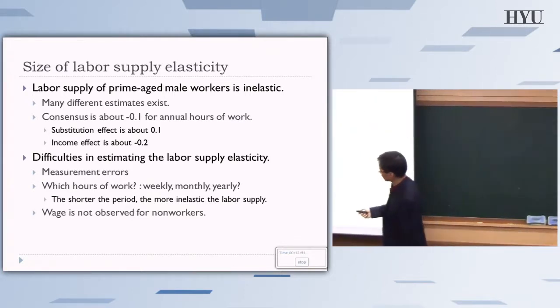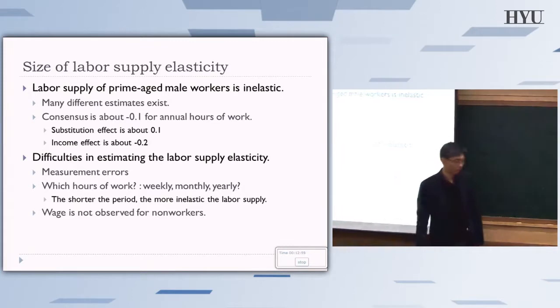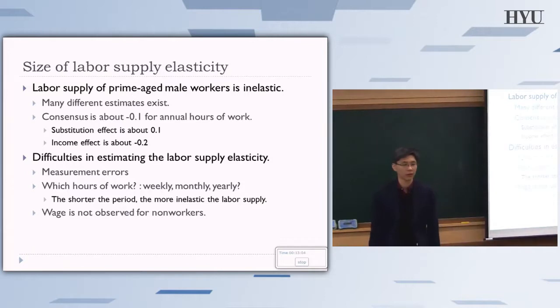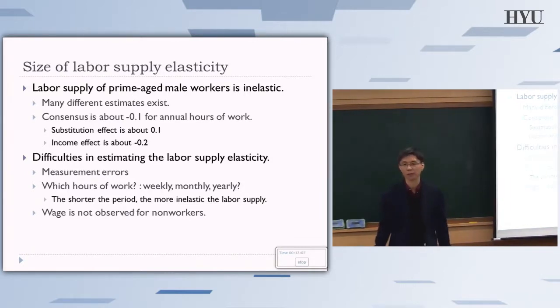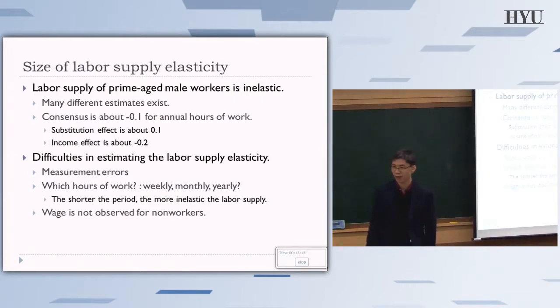And another thing is that there is a problem of observation of wage. Let's say we ask the question, what is the labor supply elasticity of Korean men? Prime-aged men. It seems that if we have a bunch of data of Korean men working, then we can get the answers. But there is a problem that some people do not work at all. For them, what is their labor supply elasticity? Is it 0, or infinite, or negative infinite? What is it?